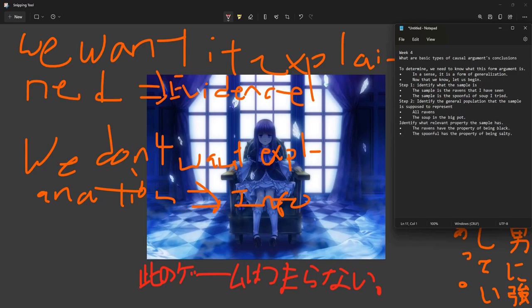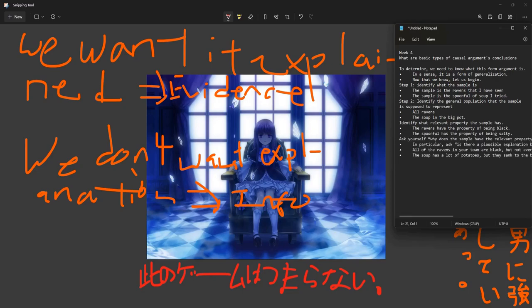Step three would be identify the relevant property that the sample has. Now, what is this relevant property? Well, the ravens have the property of being black, and the spoonful has the property of being salty. If my spoonful of soup is salty, then it's possible that the general population, the big pot of soup, is salty as well. Or I just happen to get an area that had a higher concentration of salt than the other areas. Maybe it wasn't mixed too well. Whatever the reason, that is your example.